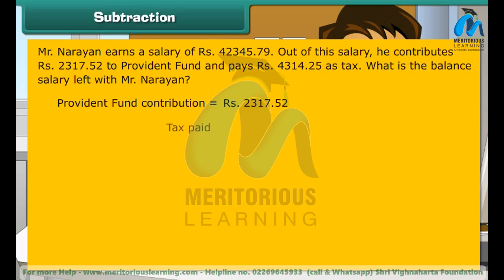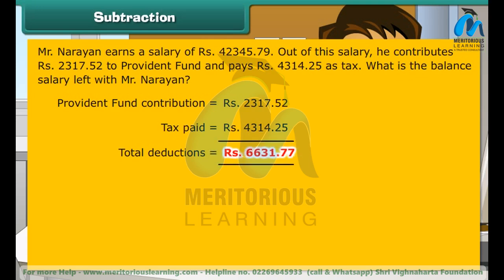Provident Fund contribution is rupees 2,317.52. Tax paid is 4,314.25. We add the two to get the total deductions as rupees 6,631.77.